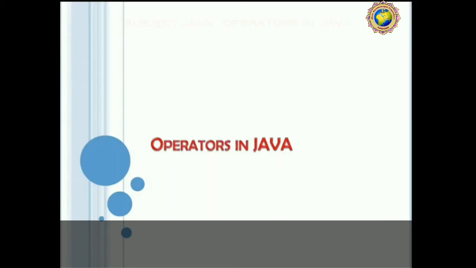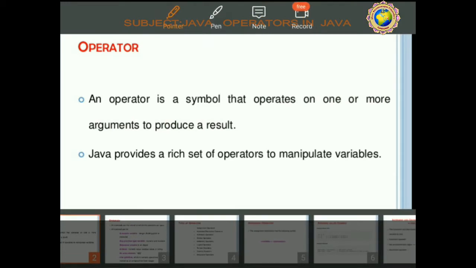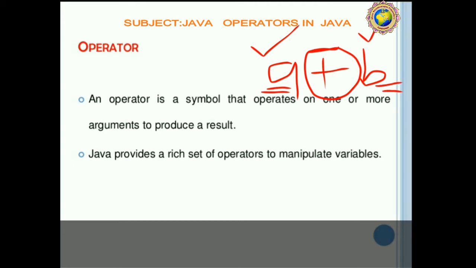Students, today we are going to learn about the operators in Java. So now, what do you mean by the operator? An operator is a symbol that operates on one or more arguments to produce a result. For example, we have taken a + b. Here, + is the operator, and a and b are considered operands. Got it? So Java provides a rich set of operators to manipulate a variable.